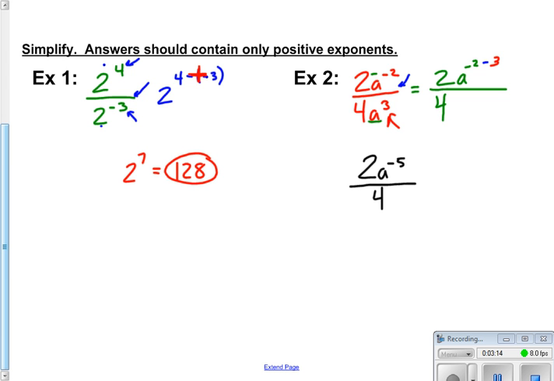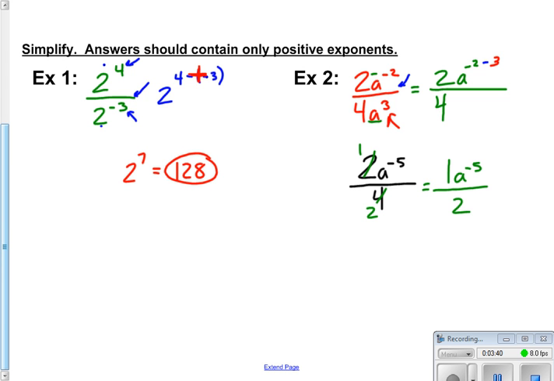Now this problem still needs to get simplified here. In order to simplify this, while I look at my fraction here, 2/4 can be reduced. A 2, well, this can go into a 1, and the 4 would go into a 2. So basically now you would have 1a to the negative 5th all over 2.